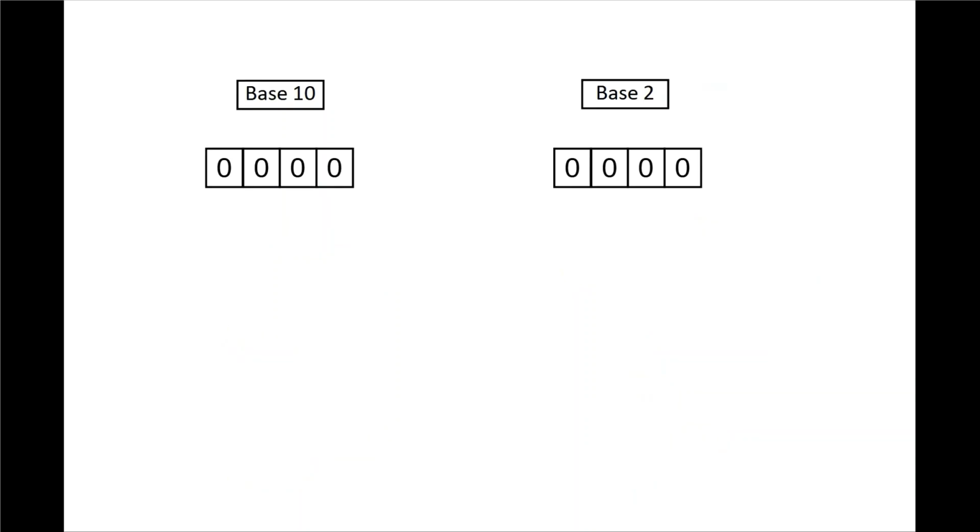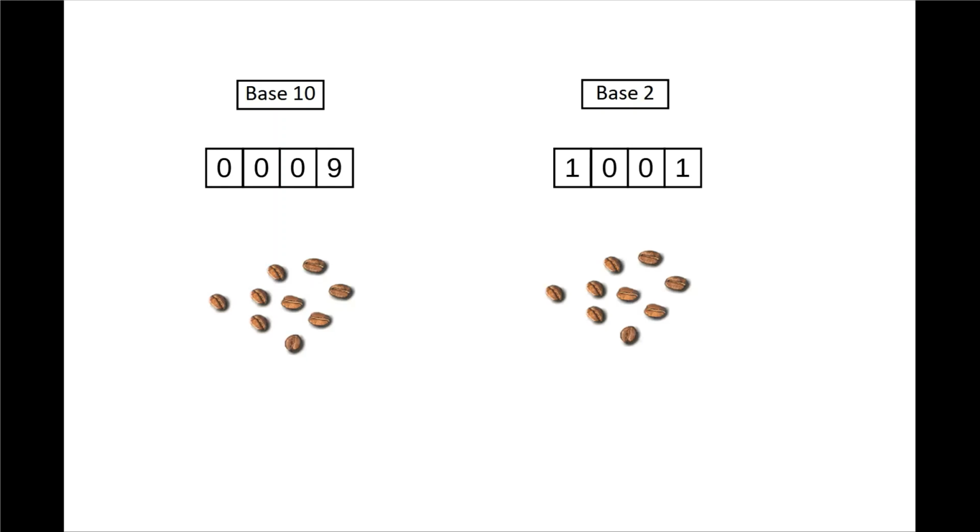Okay, let's see what happens when we count integers in parallel with these to further drive home the point. Okay, here's 1, 2, and so on. Okay, here's where base 10 will have its first overflow.